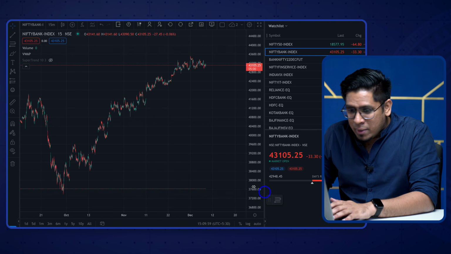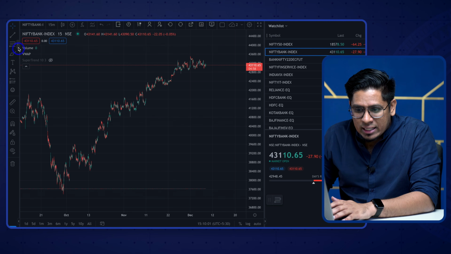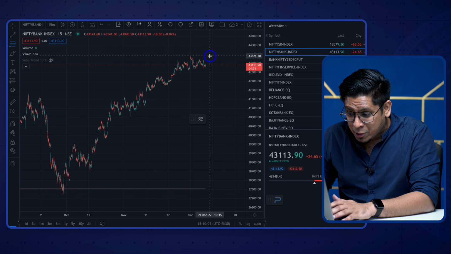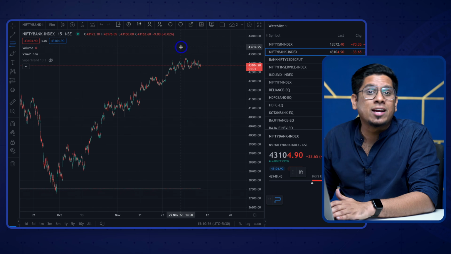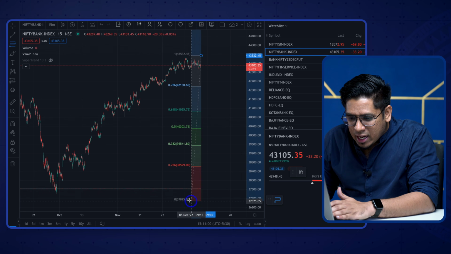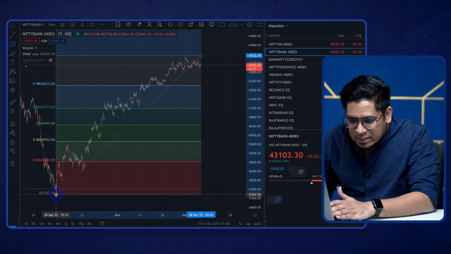So here I'm coming and selecting the Fibonacci retracement tool again. So this is the recent high that Bank Nifty has created. So I'm just clicking here and then I'm dragging to the recent low. So this is the recent low, correct?